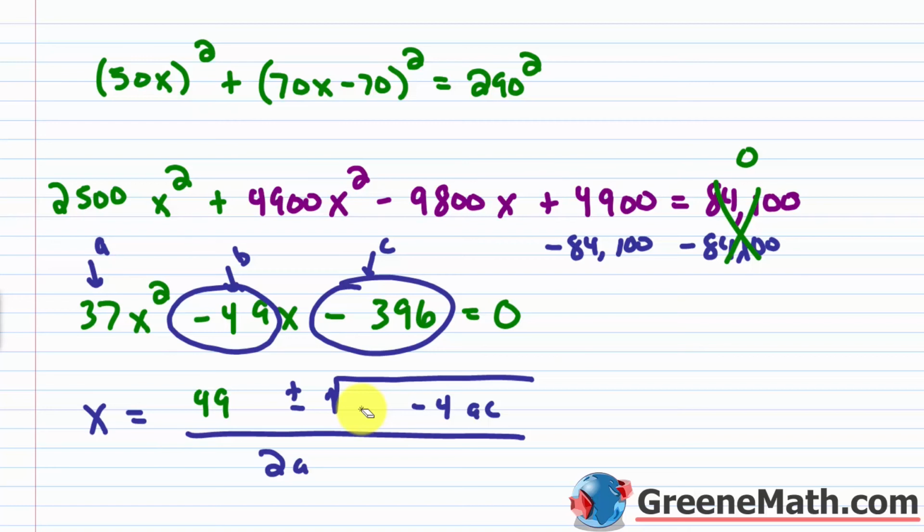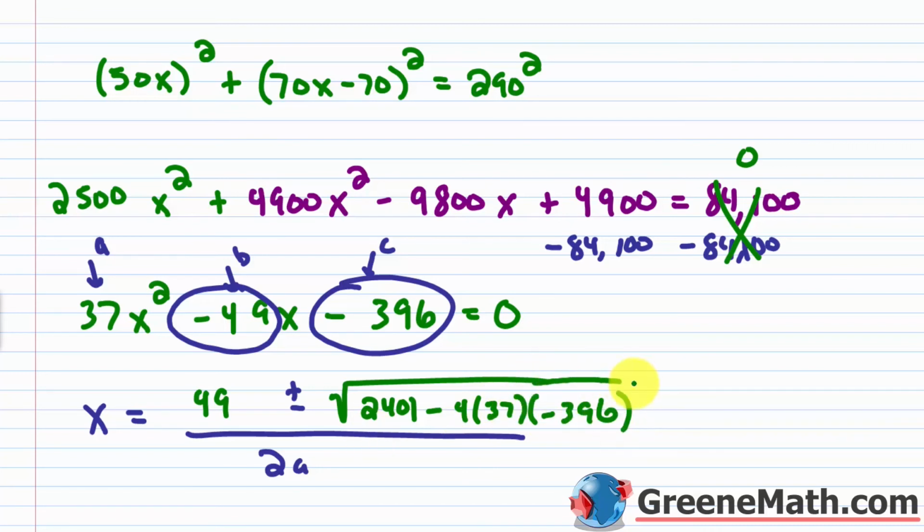If I square negative 49, I get 2,401. So let me write that in. That's kind of hard to fit in there, so let me redo this. So square root of 2,401, again, minus 4 times, for A, I have 37, and then for C, I have my negative 396. And we can crank this out now or come back in a minute. Let's just come back in a minute.